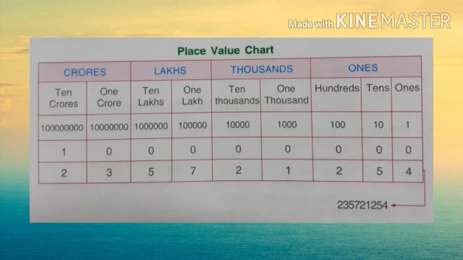However, for the instance, check the example, a 9-digit number which is given there, that is 235721254. I will tell you how to read it. It is 23 crore 57 lakh 21,254. A detailed explanation on the place value chart will be given in the next class. Thank you.